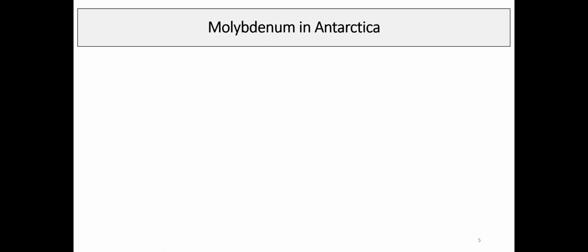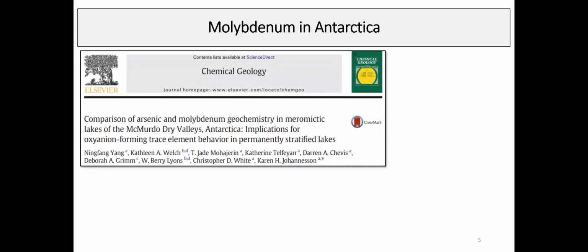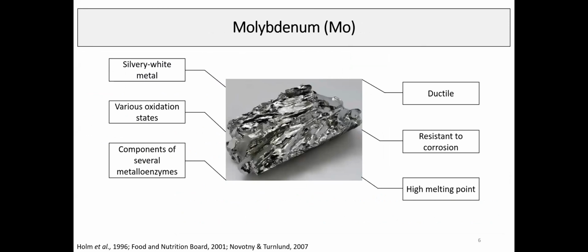My focus is mainly on molybdenum, because it has been reported in the past few decades that its presence is rather snowballing, and it has become one of the concerns in the Antarctic. A brief introduction of molybdenum. Molybdenum is a rare metal with various oxidation states, and it is biologically important as it is one of the components for several metalloenzymes. Its properties are ductile, resistant to corrosion, and it has a high melting point.